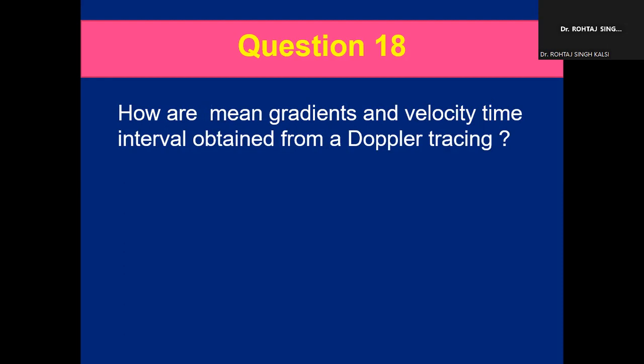Prasanjit, how are mean gradient and velocity time integral obtained from a Doppler tracing? Sir, gradient means difference in pressure between two chambers. I gave you a Doppler tracing. How will you get the mean gradient? How will you get the VTI? Suppose I kept a sample volume at the mitral valve and got a tracing of the mitral valve Doppler flow. How do you get a mean gradient? How do you get a velocity time integral?